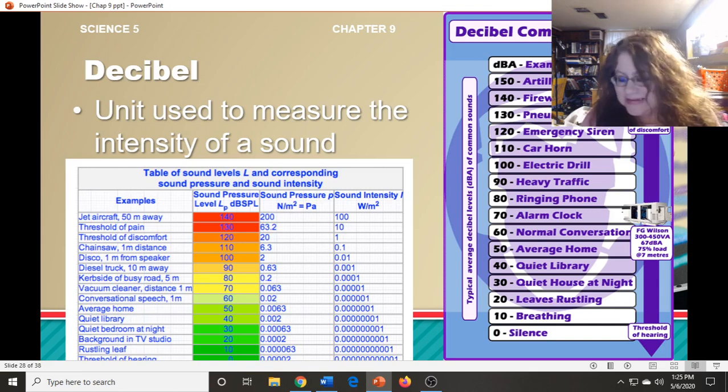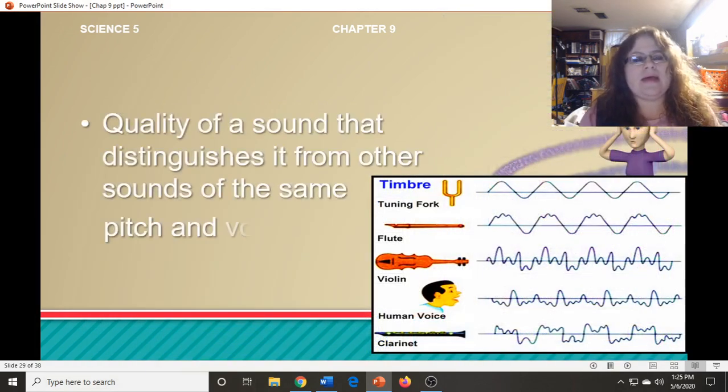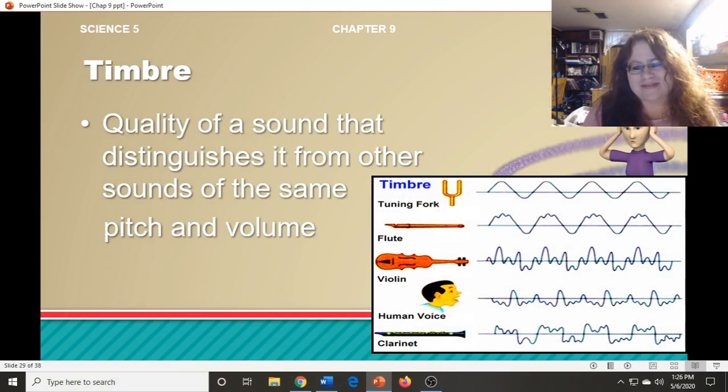Okay, the next thing we're going to talk about is, first of all, you have to learn the pronunciation of this word because it doesn't sound like it looks. This word is actually pronounced timbre. Timbre. Timbre is the quality of a sound that distinguishes it from other sounds of the same pitch and volume.